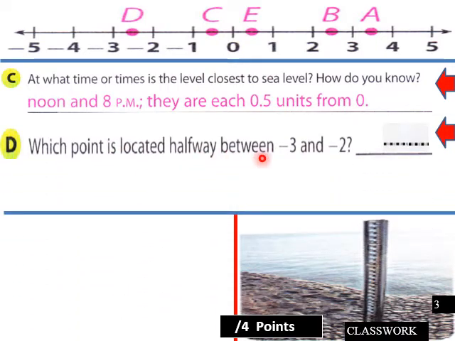Which point is located between negative 3 and negative 2? Here's negative 3, and then here's negative 2, would be right here. So that would be D.